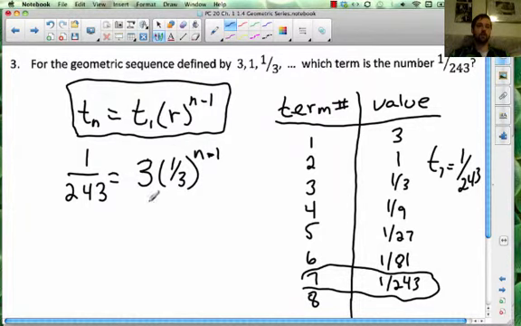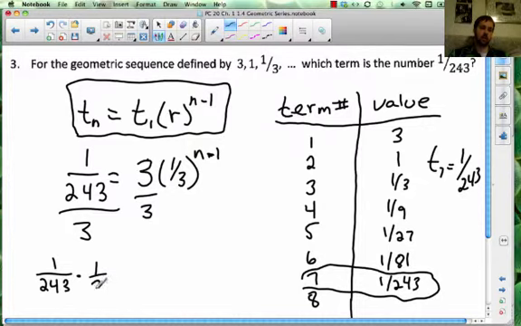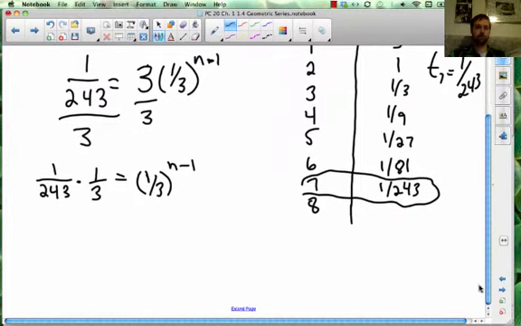So we have this equation set up. Now to try to start isolating this thing, we could divide both sides by 3. So 1 over 243 divided by 3 is the same as 1 over 243 times 1/3. And that's equal to 1/3 to the n minus 1 on the other side. All right. Now, 243. This is an interesting one.